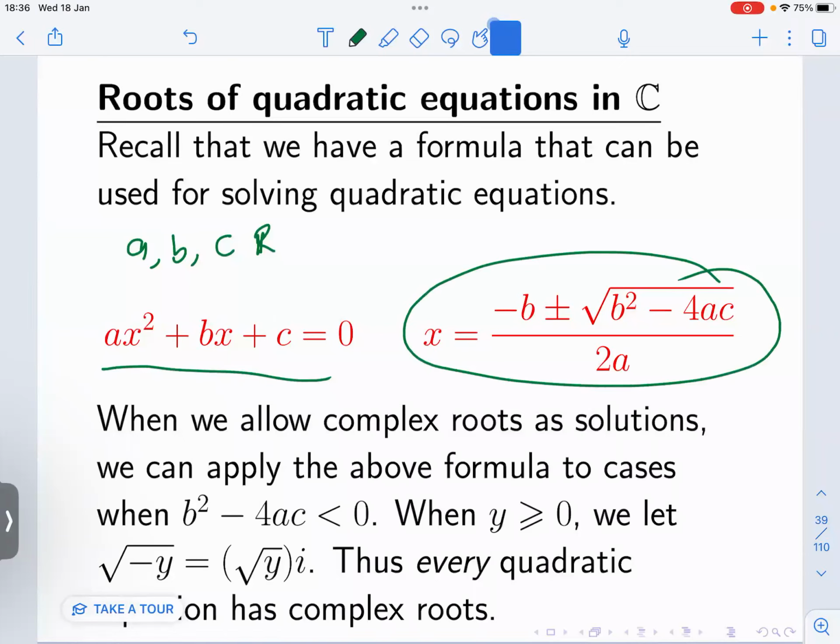Now, if it happens that the value of the expression inside the square root is less than 0, then we use the fact that i squared is equal to -1, and we will see that the square root of -y is equal to the square root of y times i. Thus, the results yield complex roots.